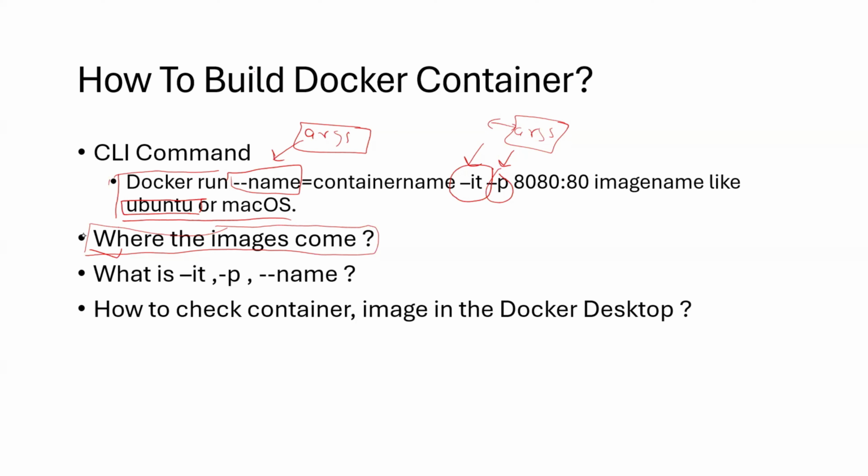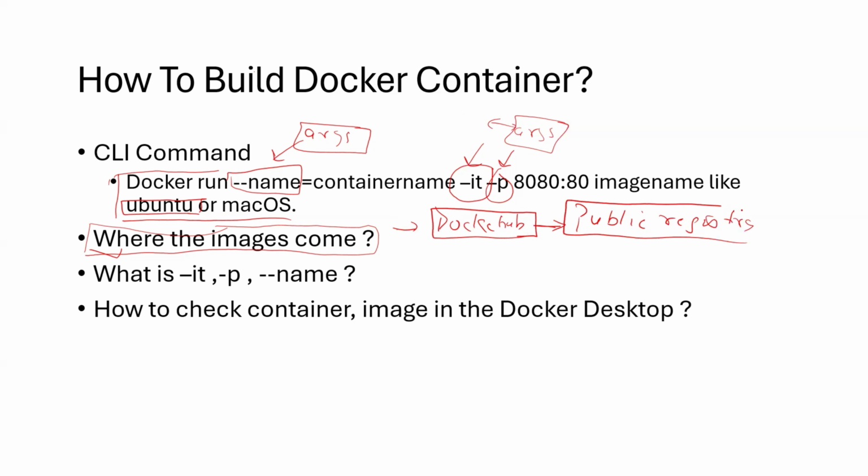So in our case, what is the registry I'm using here? I'm using Docker Hub. It's a public repository registry, and from here it is pulling the images, in case we don't find images in our local. If local doesn't have images, it will pull from the public repository. So that is where images come from.